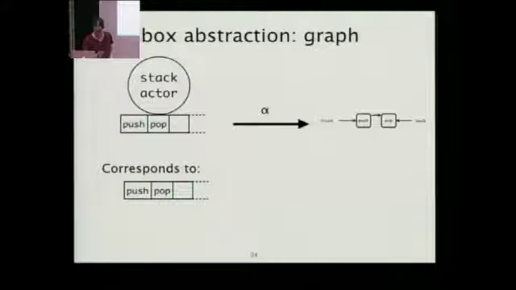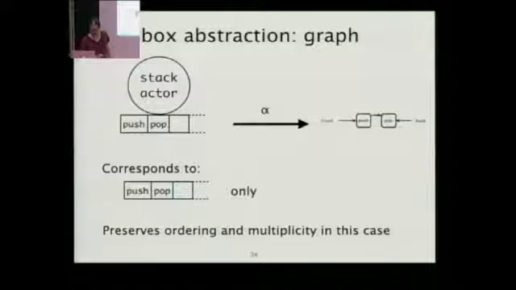So let's look at our stack example with this mailbox. We have push, pop. This is abstracted with full precision. It's very simple. It only corresponds to the concrete mailbox, and so we can verify this example. And in that case, we preserve both ordering and multiplicity.